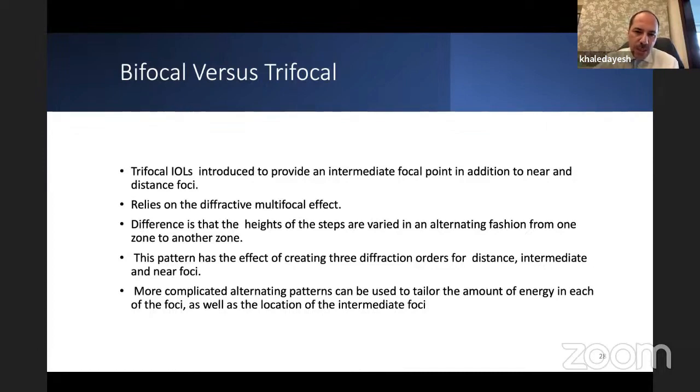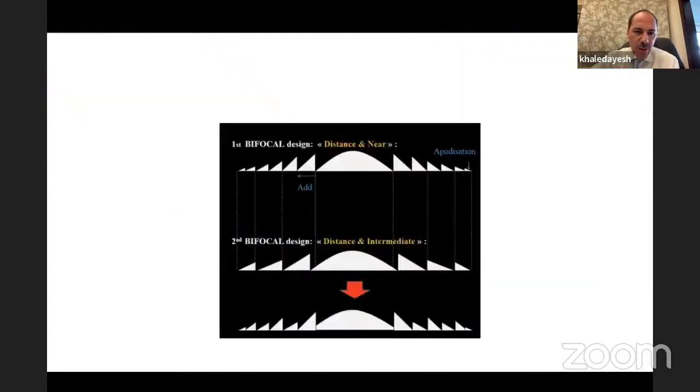So in diffraction, the manufacturers are playing with the height of the zones and the diameter of the zones, so that they control how much of the light goes to near and how much of the light goes to distance. So this is what the manufacturers or the companies change. This is what I mentioned about the height of the zones.